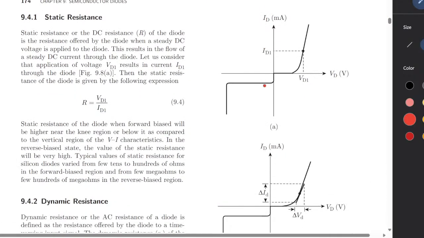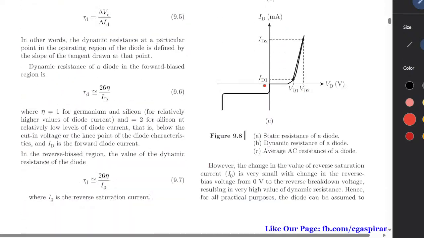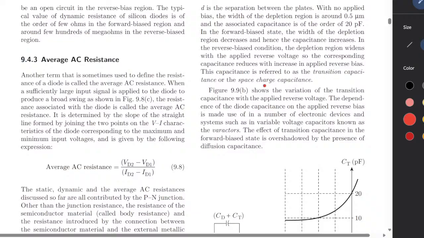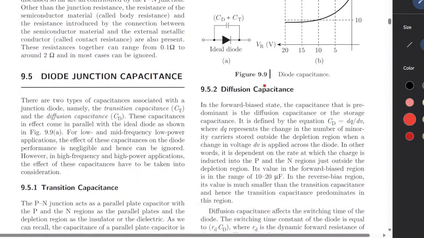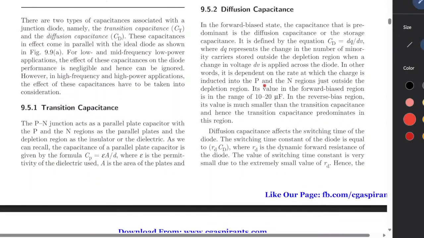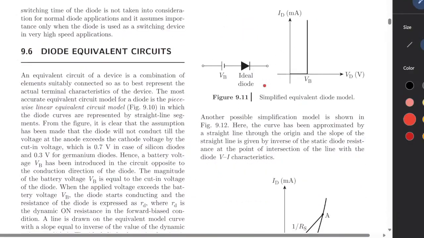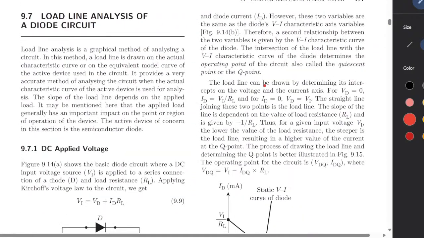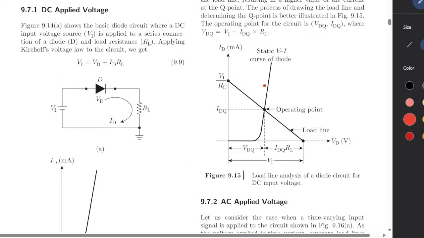What is diode resistance? Static resistance, and this one, dynamic resistance. Okay. Average AC resistance is equal to this one. Diode junction capacitance, so transition capacitance. Okay. After that, the diode equivalent circuit. In load analysis of the diode circuit, we don't need that much detail.